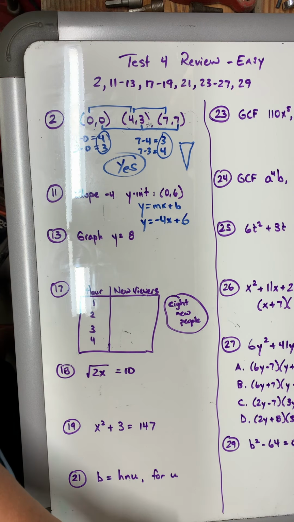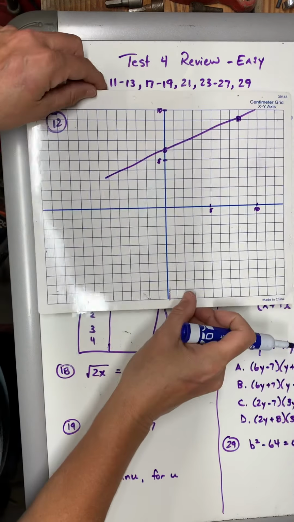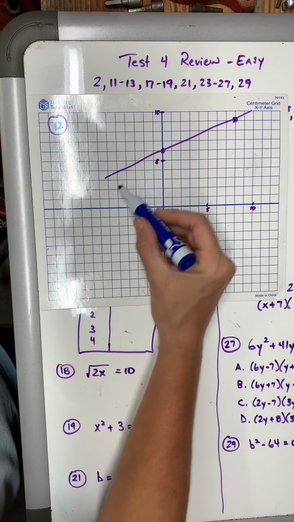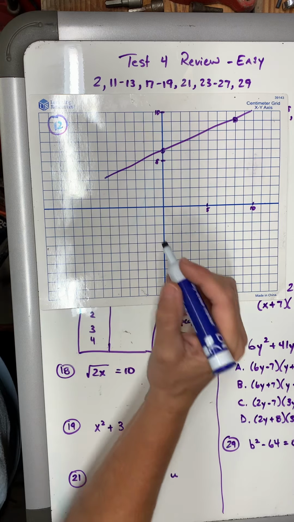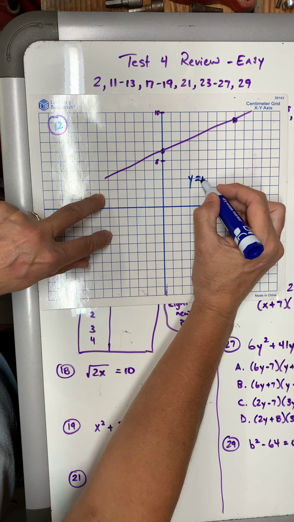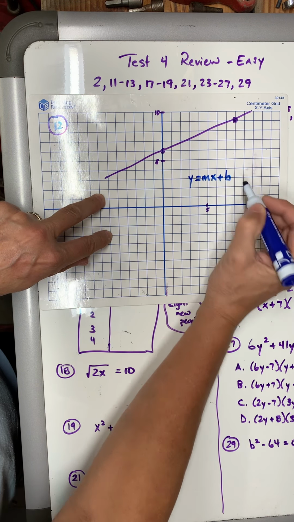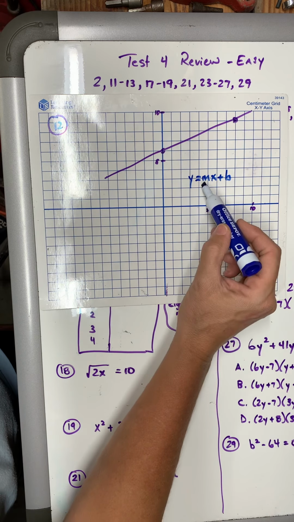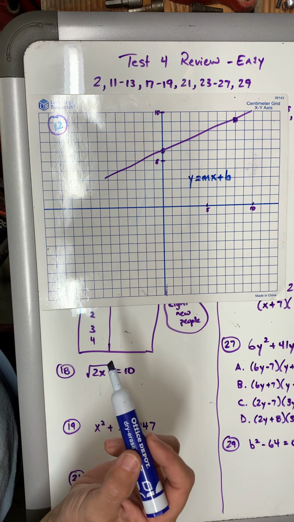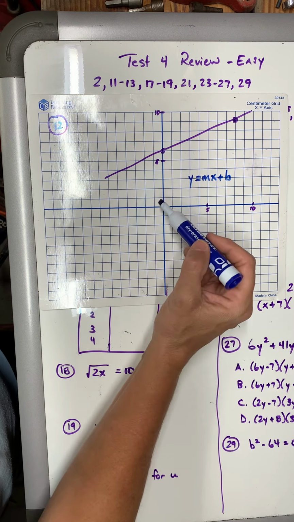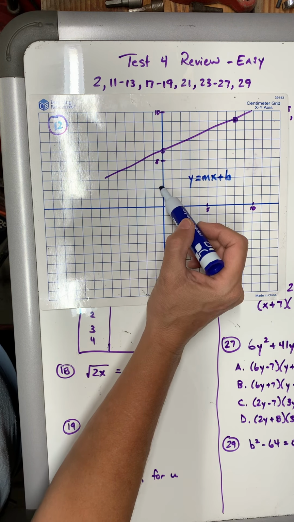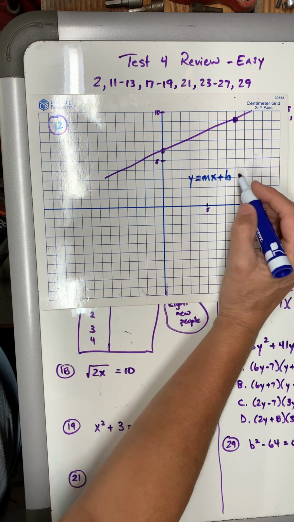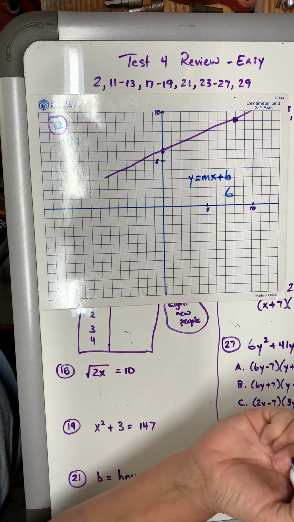Okay, so now what I want to do is go to question number 12. And on 12, they gave me a picture of a line, and they wanted me to find the equation of that line. So once again, we know that the equation of a line is y equals mx plus b. So if I can just find the slope and the y-intercept, then I'll know the equation of this line. Well, I know the y-intercept is where it crosses the y-axis. So in this case, 1, 2, 3, 4, 5, 6, it crosses at 6. So my b is a 6.